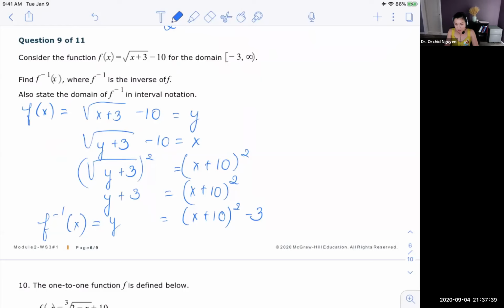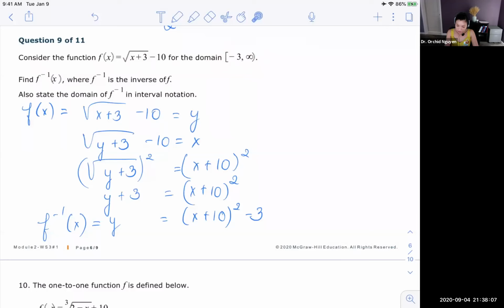All right. For the domain, -3, this is for the function. We have the domain from -3 to infinity, because don't forget that if you have anything less than -3, that's going to make a negative number. So we don't want that. Okay, so let's go back and think about it.